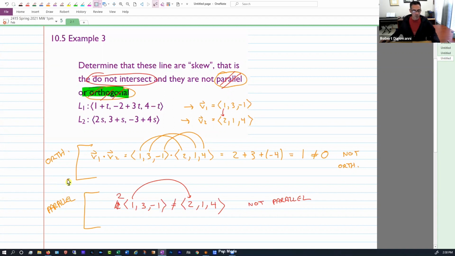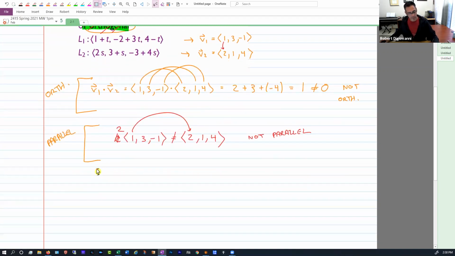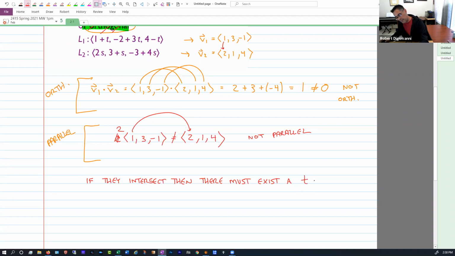Well, if they hit one another, if they intersect, then there must exist a T and an S such that the following is true. So let's see if this makes sense to you.